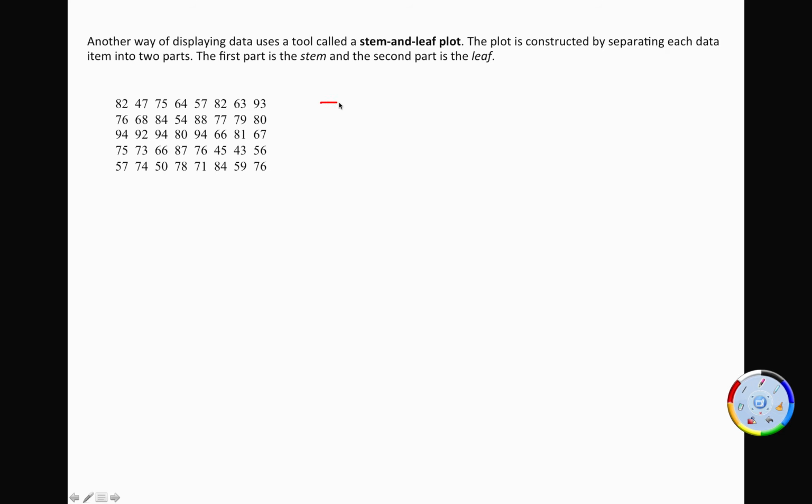I'm going to make a T chart here, and I'm going to have stems and leaves. Now, your book doesn't really go into this much detail, but it's really important on a stem and leaf to have a key somewhere. So I'm going to have a key down here that says how to interpret my graph.